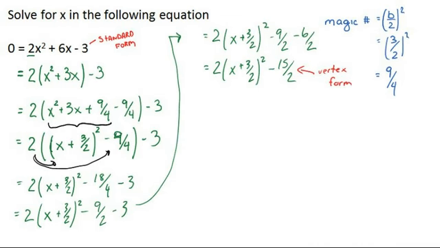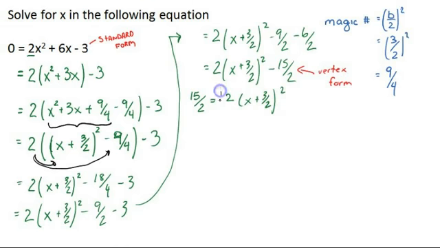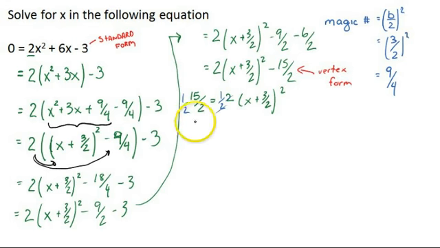So once I'm in vertex form, now I can go through the process of isolating for x. So we have 15 over 2 equals 2 times x plus 3 over 2 all squared. I need to get rid of that 2 here, so I'm going to multiply both sides by 1/2, and that causes those 2's to cancel out. So I end up with 15 over 4 equals x plus 3 over 2 all squared.